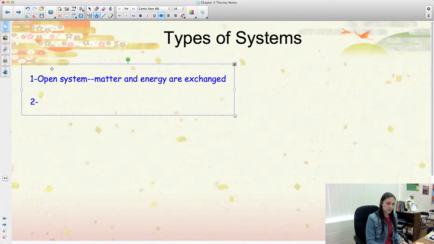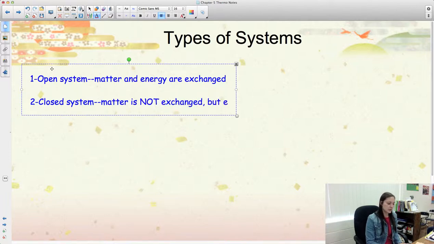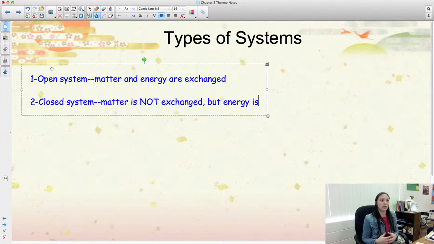A closed system is the second type, and that is where matter is not exchanged, but energy is. So that would be like a pot of boiling water with the lid on. Now we're not exchanging the matter, the actual water, but it's still getting hot.